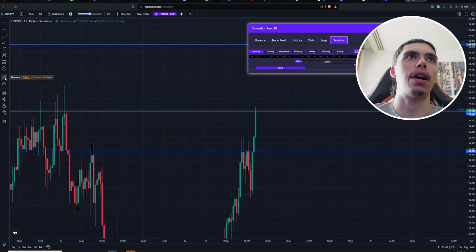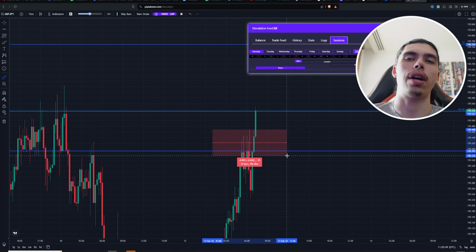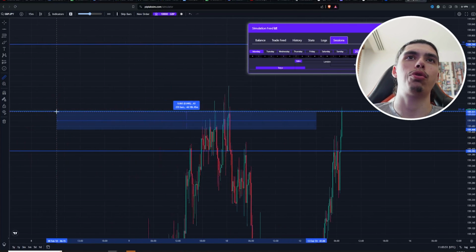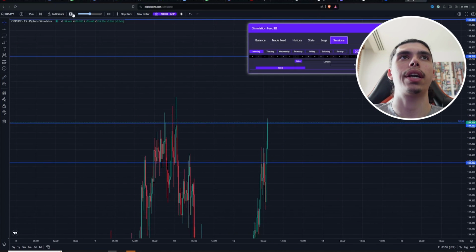You know, I did kind of have an entry option here, but this is too close. 6 pips here for a 9 pip stop loss. A little bit too close for me, 6 pips. I think I'd rather just wait for the breakout. So let's see if we can get the close above here and see what ends up happening.